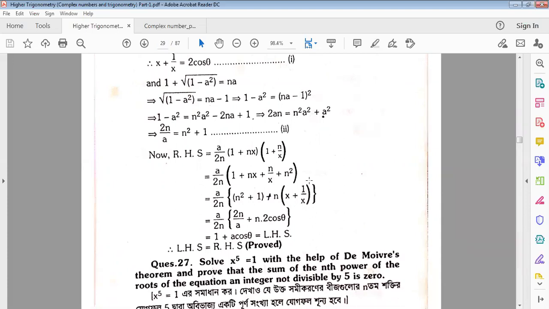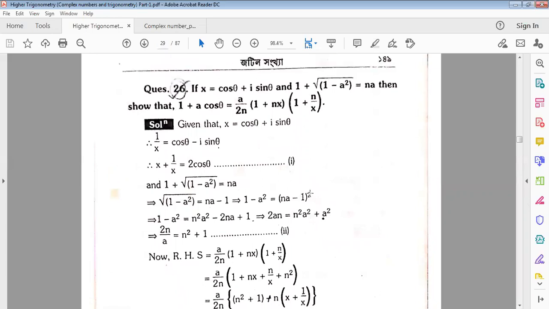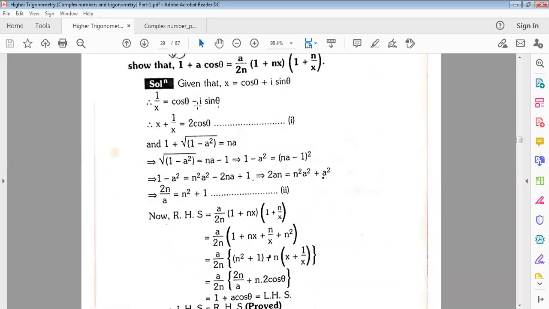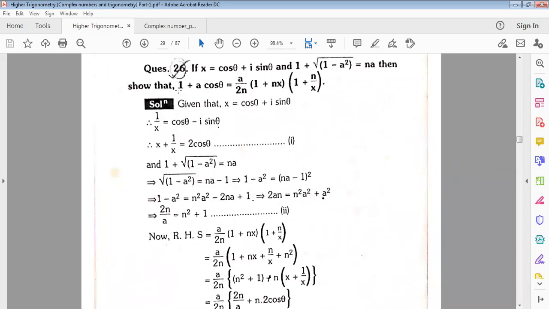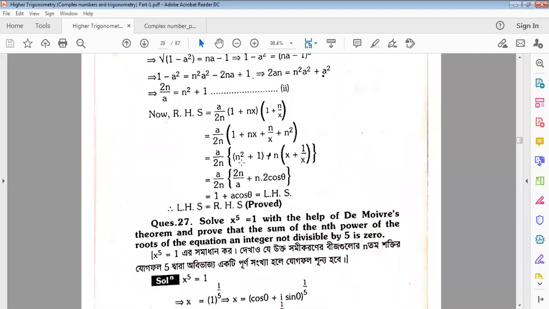X plus 1 by x equals what? Given x plus 1 by x equals 2 cos theta from equation 1. Now n square plus 1 from equation 2 is 2n divided by a. And this wholly gives the left hand side. Multiplying by a by 2n in both terms, we get 1 plus a cos theta. This is the left hand side.